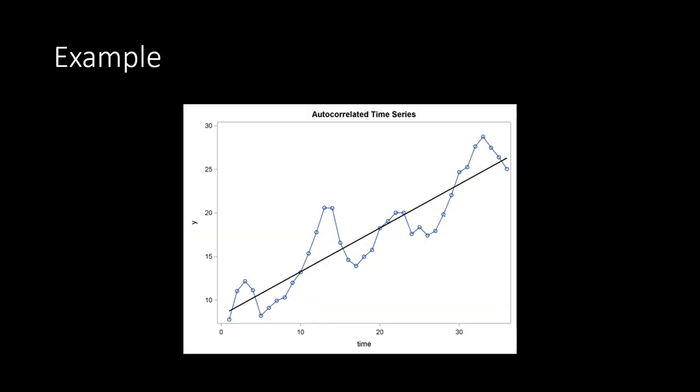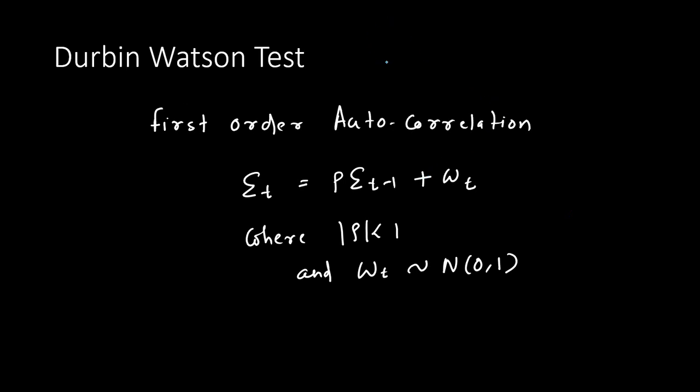So this is an output from SAS. This is a typical example of an autocorrelated time series where you can see the error terms have some sort of a pattern. It could be an upward slope, a downward slope, or both upward and downward slope. So that is a typical case of autocorrelated error terms. We can use statistical tests to find out if there is a presence of autocorrelation in the error terms.